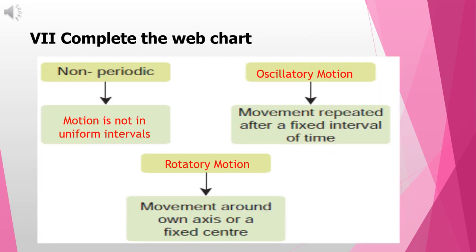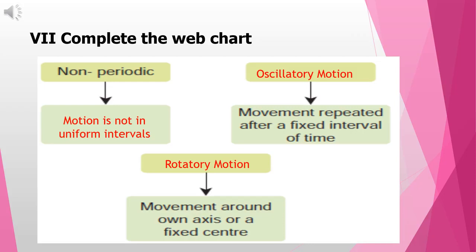Seventh Roman letter, complete the web chart. Here the type of motion and definition is given. You have to fill up the chart. Non-periodic movement. Definition: motion is not in uniform intervals. The time is unequal for non-periodic movement.